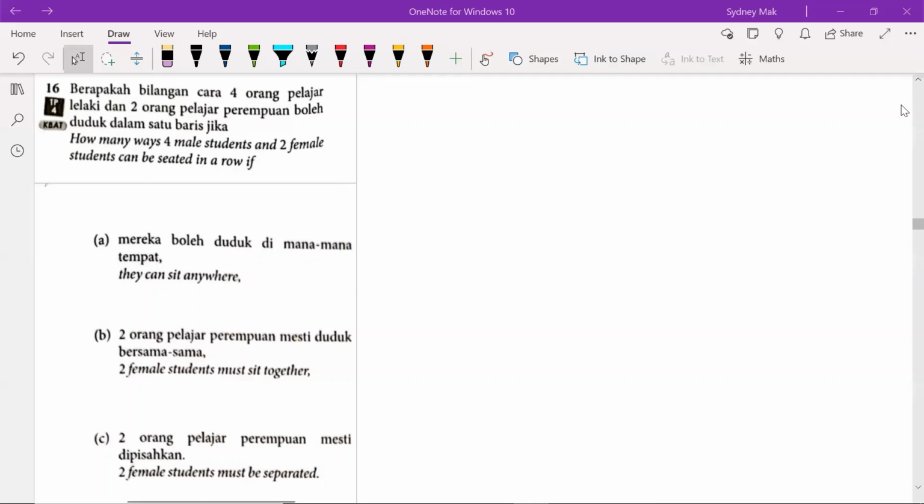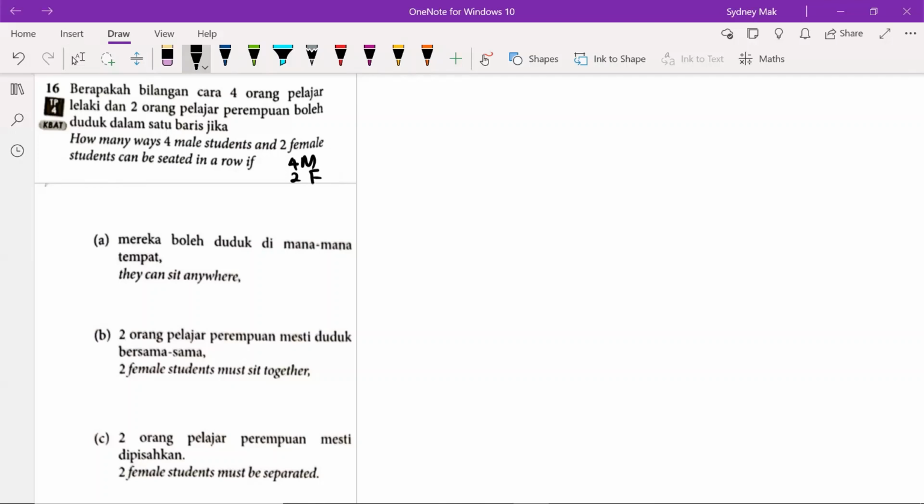Hi everyone, this is Practice Formatif, Chapter 4, question number 16. In this question, we need to find how many ways 4 male students and 2 female students can be seated in a row. Okay, so 4 males and 2 females. All right, so we want them to sit anywhere.